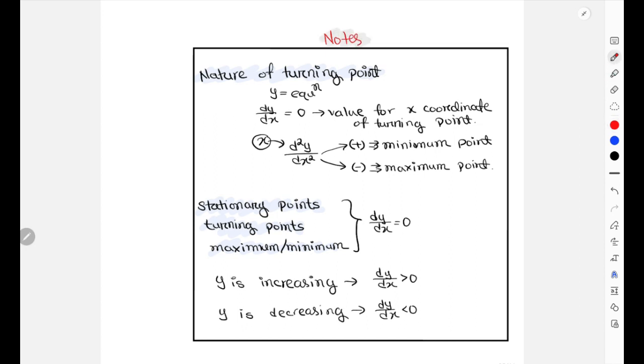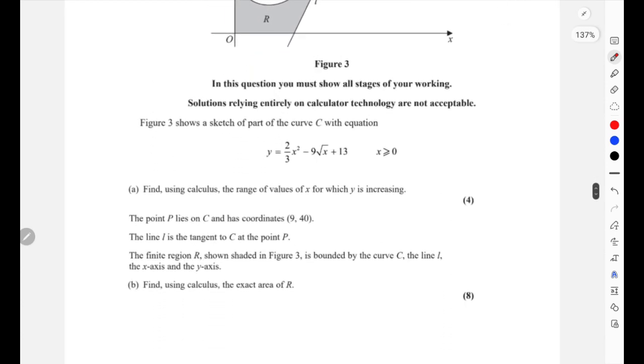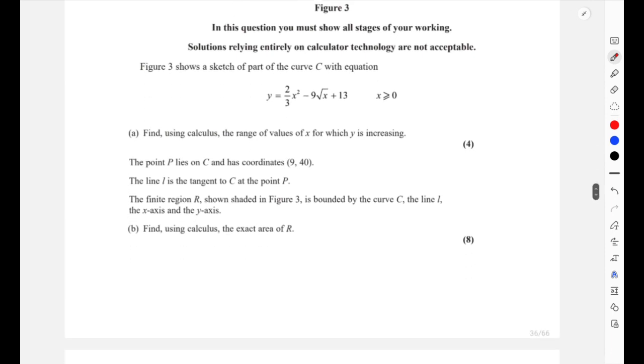Okay, these are the notes. Now we'll move on to your maths. Since the question states that y is increasing, this indicates that dy by dx is positive, an increasing stage over here, right?